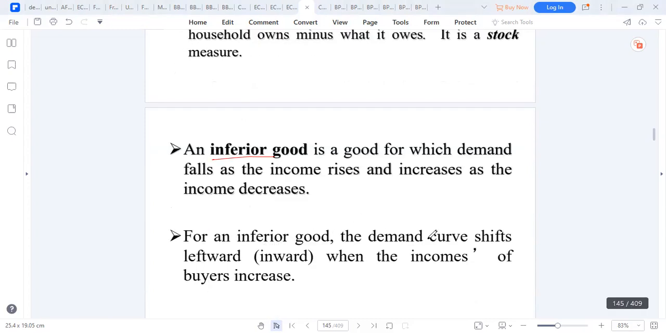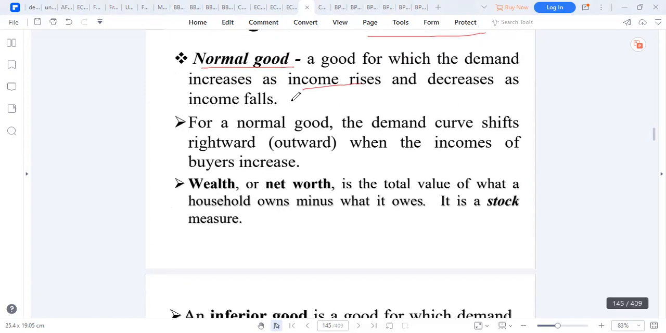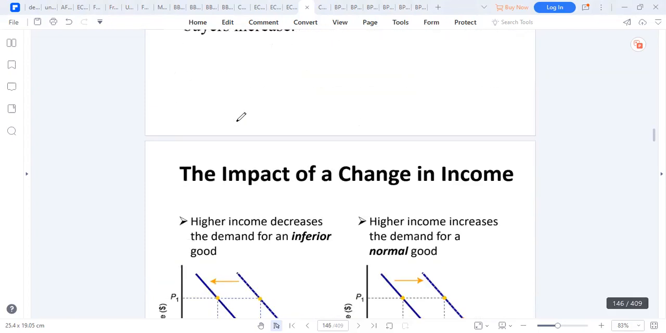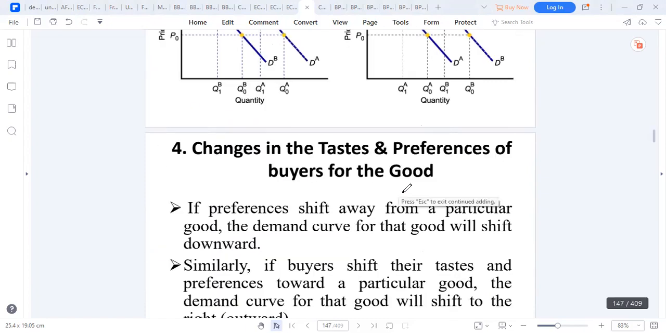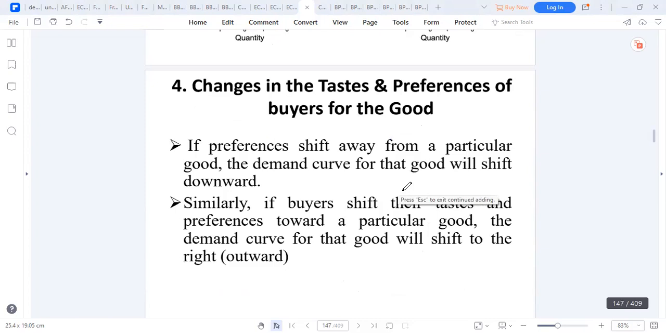So the income effect will cause demand to shift to the left, or inwards, whereas an increase for normal goods will cause a shift to the right. So this is very important graphically to understand: inferior goods shift to the left, whereas normal goods shift to the right. Therefore, if income elasticity is positive, they are normal goods, and if it's negative, they are inferior goods.